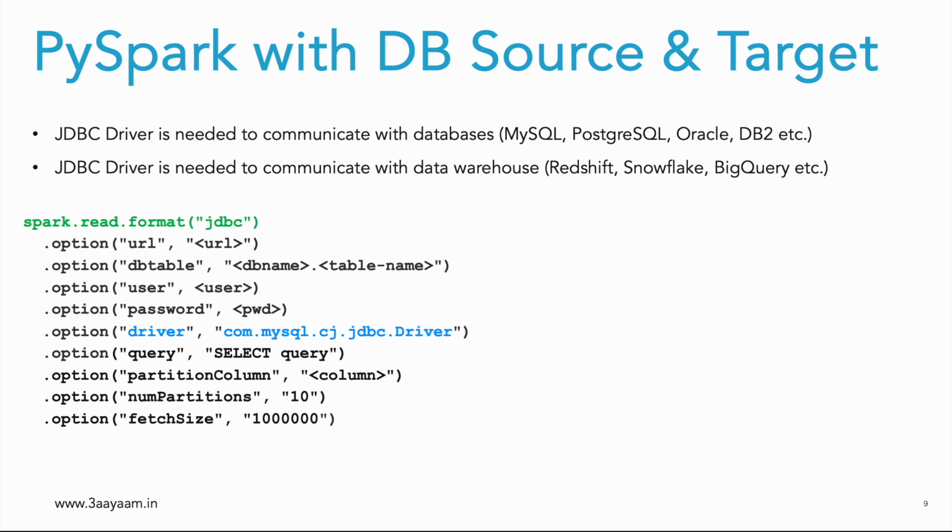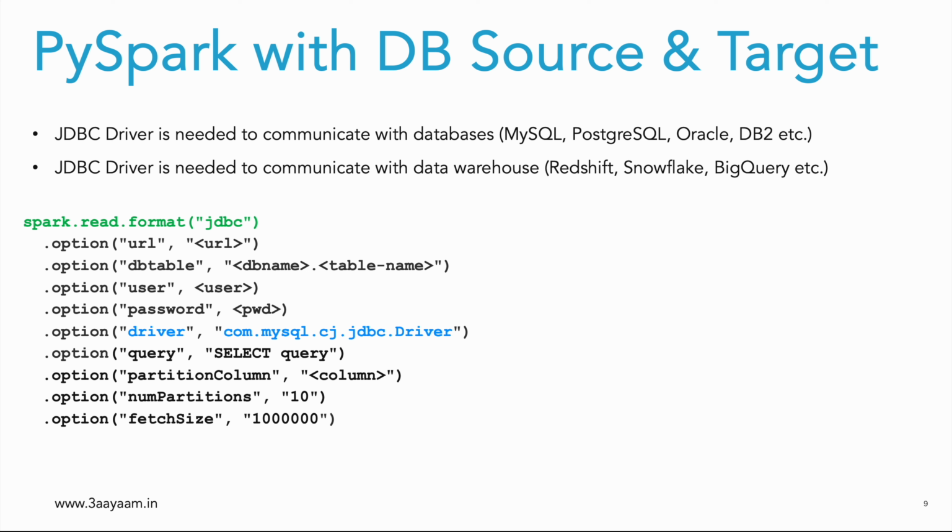So using this partition column, num partitions, and fetch size, we are telling Spark that this is the partition column and the number of partitions should be 10. Now you go ahead and divide the rows such that all the rows are divided across 10 partitions, and then use the tasks to connect to these individual partitions separately.